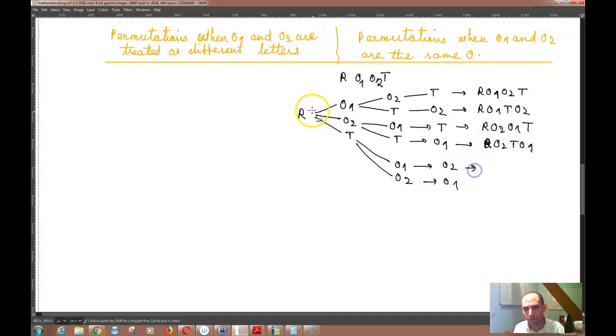And over here you have RTO1O2, and over here you have RTO2O1, right? So you have basically 6 of your words here, and then you have another 4 of them, which makes them 24.